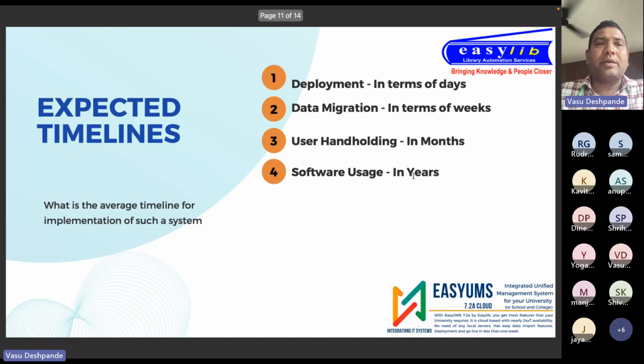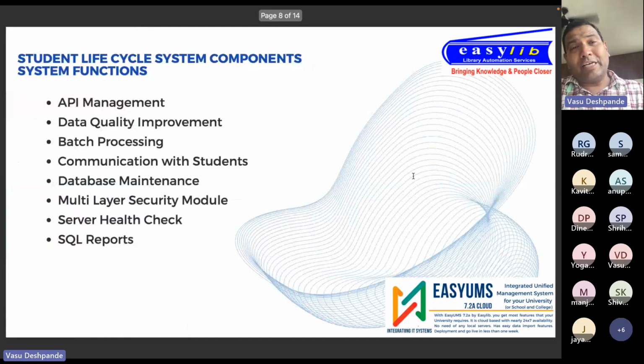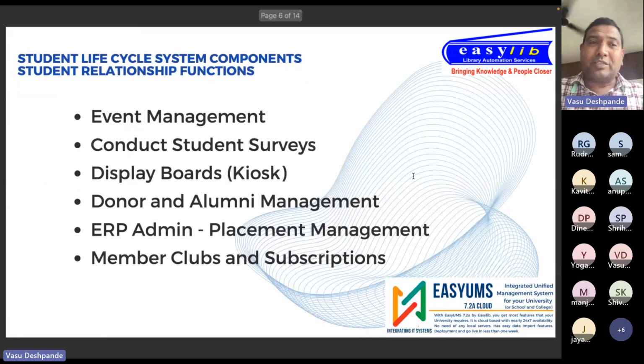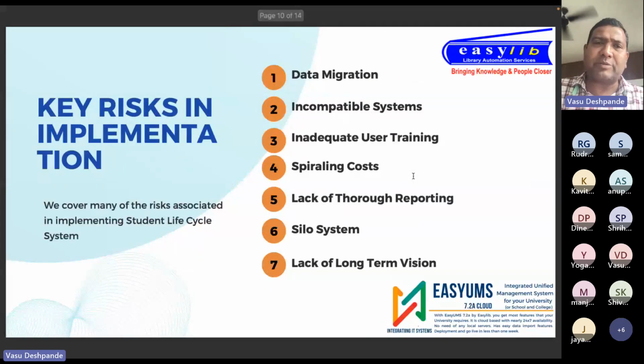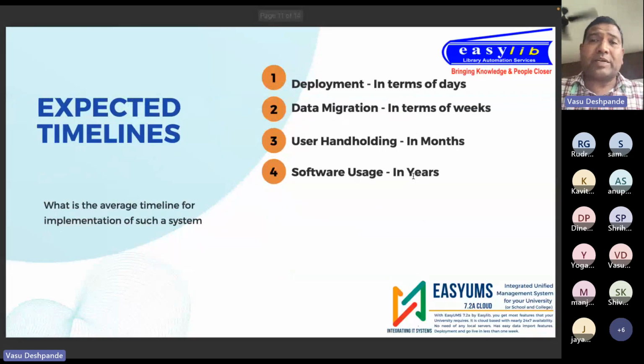Okay. All right. So now, expected timeline. With all these challenges, all these expectations, the student relationship management, library function, academic function, administrative function, with these many expectations, these many risks, what is the expected timeline? In the current time with which the world is moving, you need to have your deployment completed in terms of days. Just a few days, maybe 10 days, maybe 20 days, not like 365 days, right? Within a few days, your deployment should be complete. The software should be up and running.